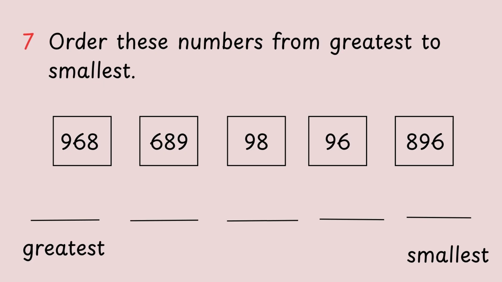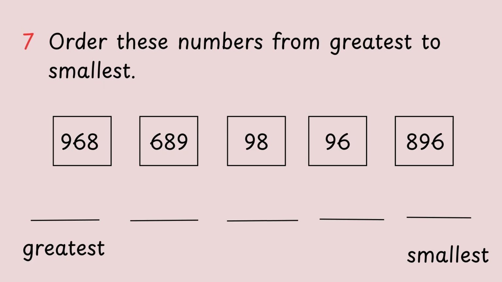So let's find our biggest number first. Since 3-digit numbers are always bigger than 2-digit numbers, let's look at our 3-digit numbers first. So we have 3-digit numbers, 968, 689, and 896. To find the greatest one, we check the hundreds place first. We have 9, 6, and 8. So we already know that 9 is the biggest one. So we can write 968 for our greatest number, after that 896, and after that 689.